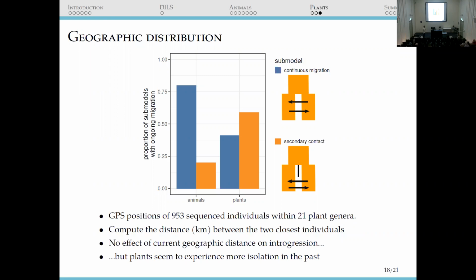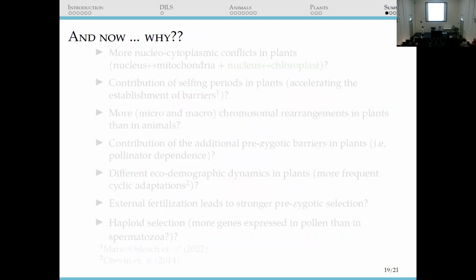So I'm fully aware that what I'm showing you is completely descriptive, actually. I have no answer why we observe an accelerated speciation in plants compared to animals. It's just a description of a pattern. And I'm pretty sure that when I die, I will not have the answer because it will be complicated. But we have some ideas, of course.